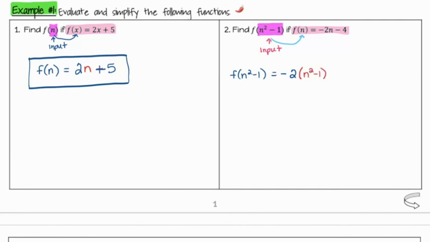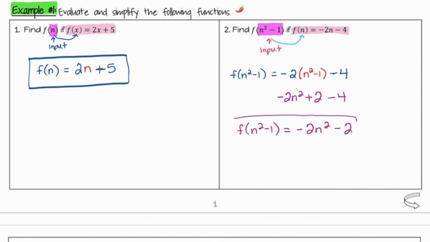That's my new input minus 4. I'm doing exactly the same thing that we did in the do now, only that now we have some algebra piece that we're inputting. All right, so let me keep going because I do need to clean this up. This would be a -2n squared plus 2. Drop down. So my function would be -2n squared minus 2.